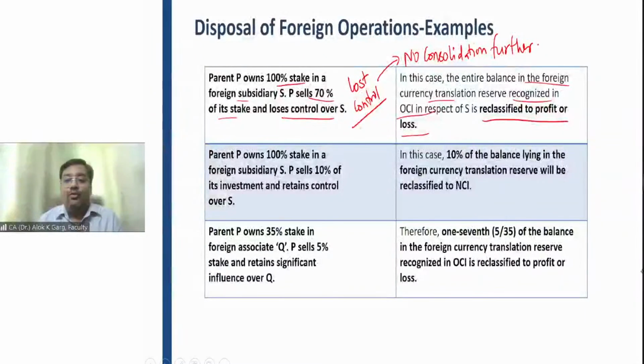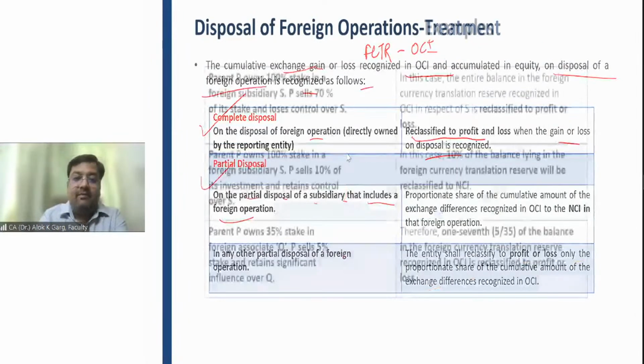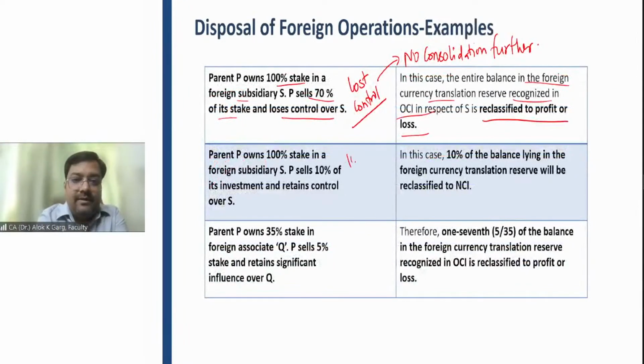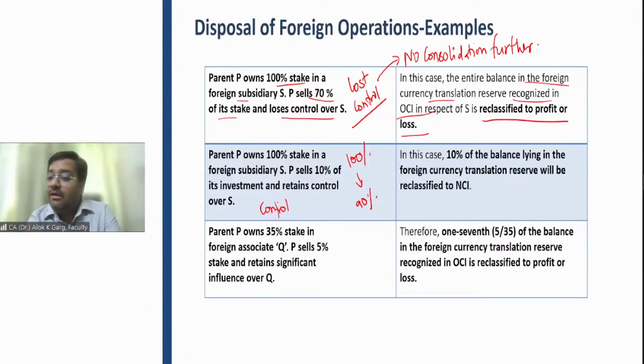Parent P owns 100% stake in a foreign subsidiary S. Now P sells 10% of its investment and retains control over S. So earlier the stake was 100%, now it goes down to 90%. Still control is there, which means consolidation will be there.